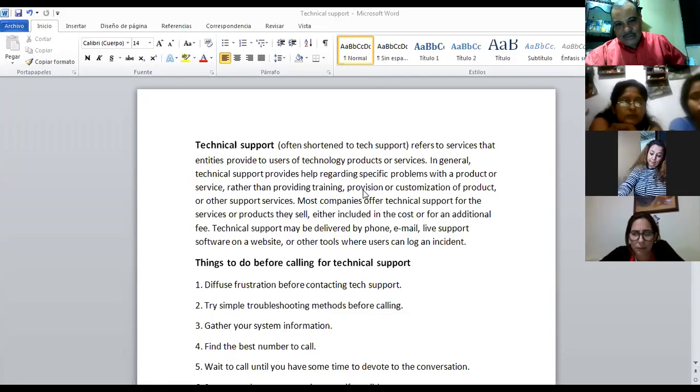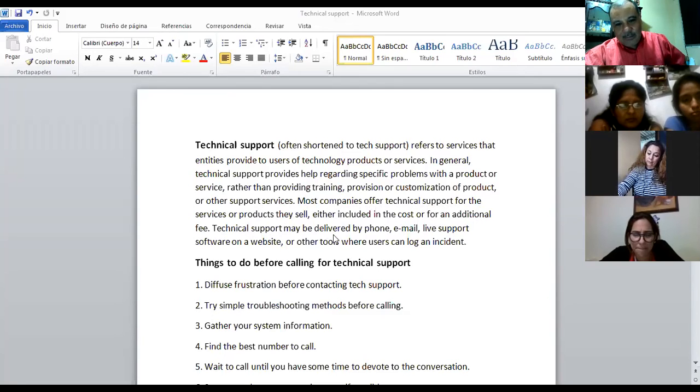capacitación, provisión o personalización de un producto, o servicios de soporte, otros servicios de soporte. La mayoría de compañías ofrecen técnica o soporte técnico para los servicios o productos que ellos venden. Ya sea incluido en el costo o por un cargo adicional.